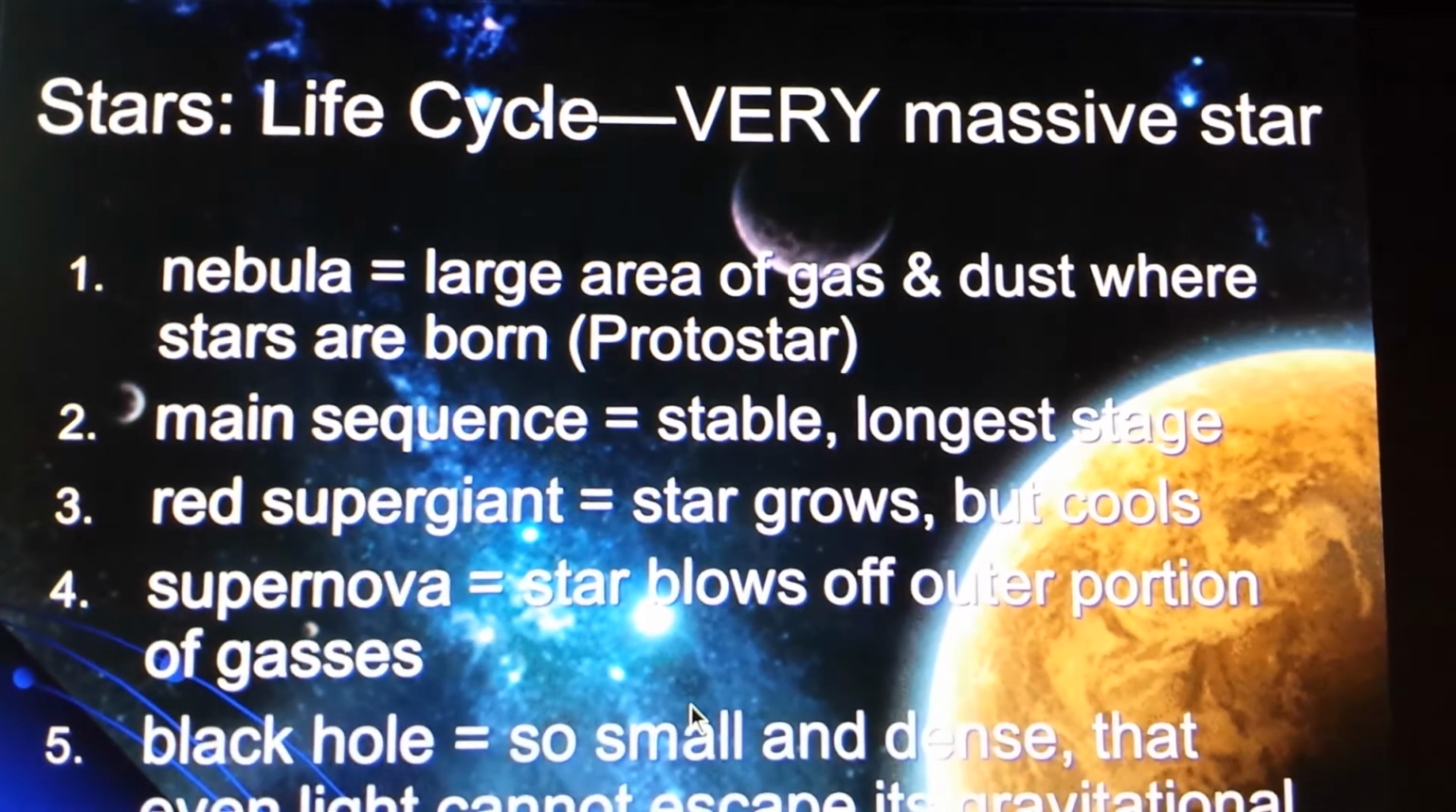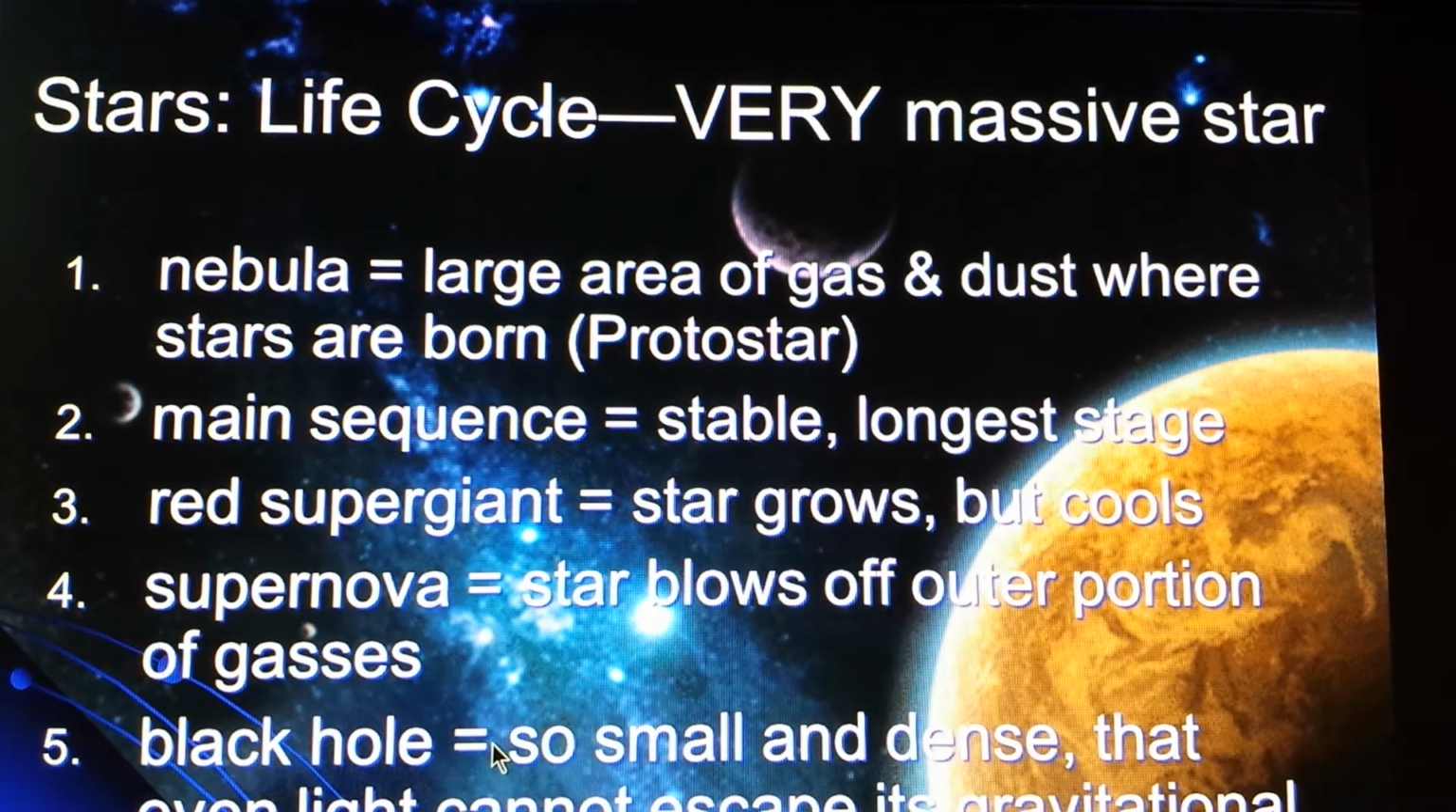Very massive stars could eventually become a black hole, which is something that's so small and dense that even light cannot escape its gravitational pull. So the escape velocity of any object exceeds that of the speed of light.